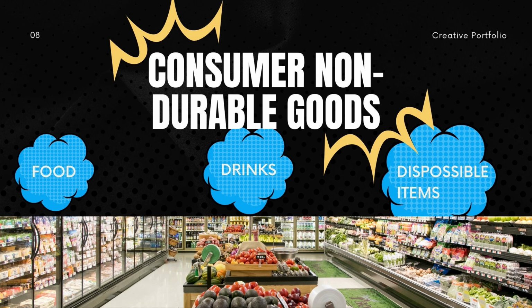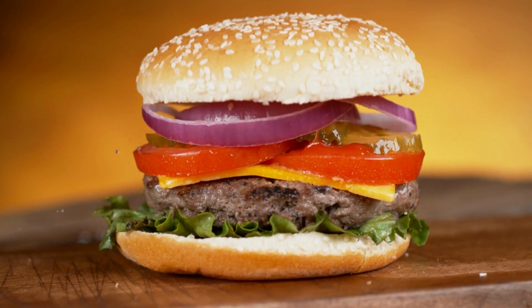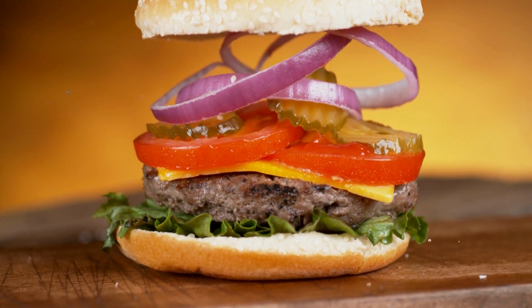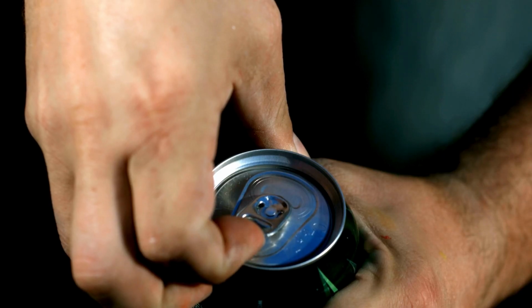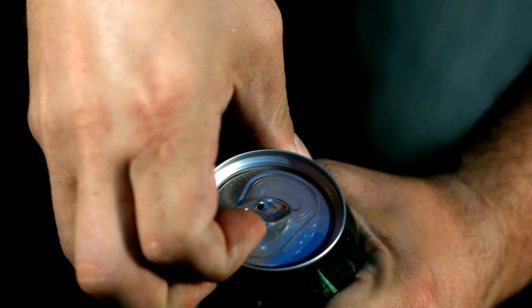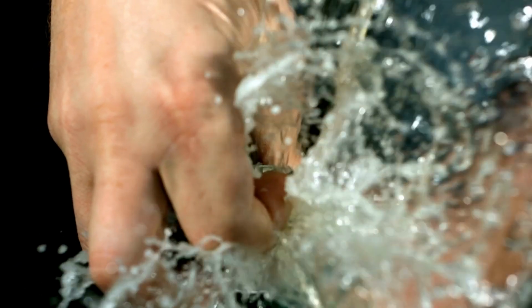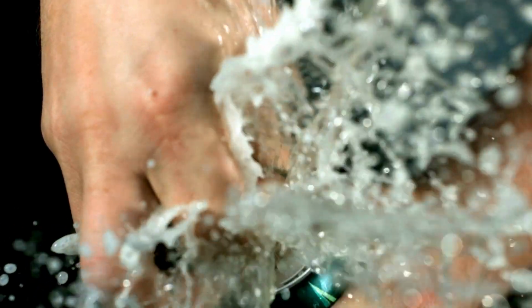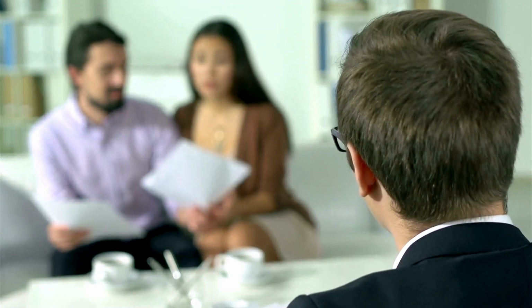Now for consumer non-durable goods, these are products consumed quickly like food, probably the best example for this, and other types of drink, disposable items that are often less expensive and you simultaneously need or have grown a need for them to exist. And then now we also have services. These are intangible acts performed for consumers like a haircut, a car repair, or legal advice.